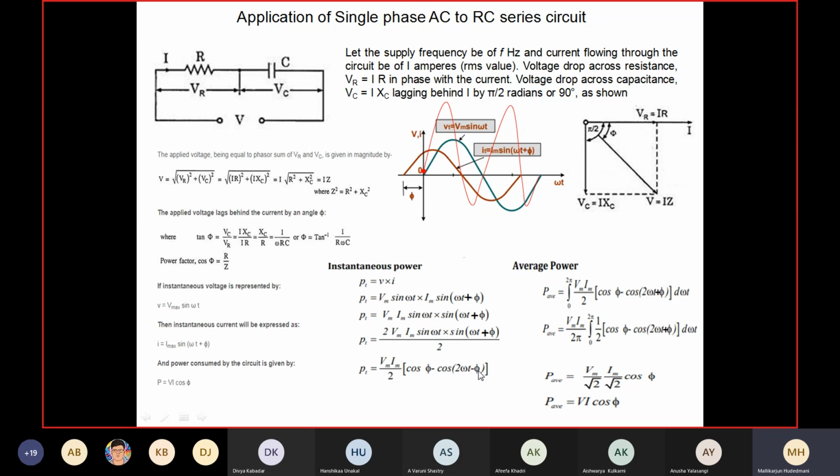Then what is the total power in the circuit? Will it be 0? Definitely not 0, because there is a resistor which consumes power and puts it out as heat. Then it is integration. You can see here, integration of, directly see here, 1 by 2 pi is missing here. Vm Im by 2 pi, 0 to 2 pi integration of this equation.